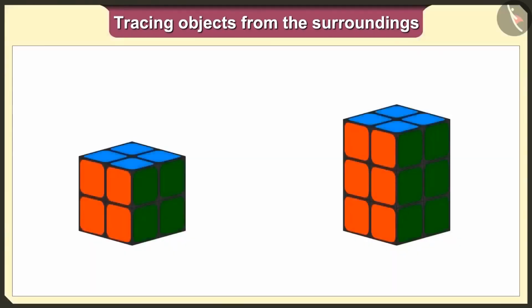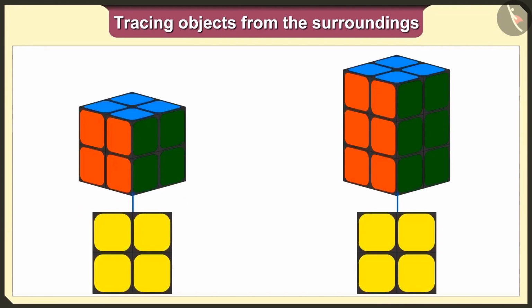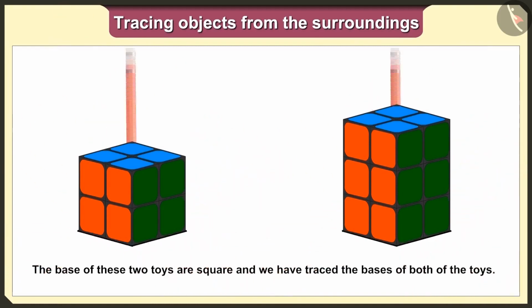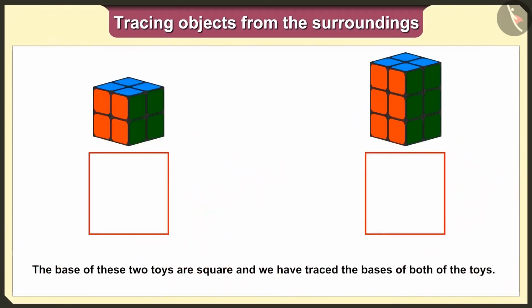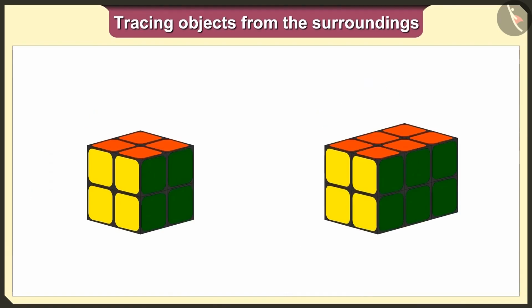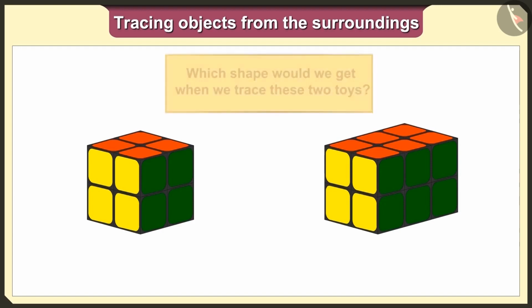Because the bases of these two toys are square. And we have traced both the toys with their base. Yes, I understood. Let's now change their base and keep both the toys like this. Now tell me, which shape would we get when we trace these two toys?